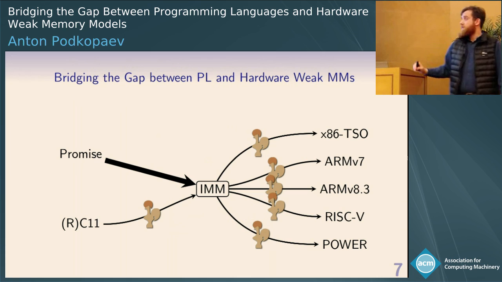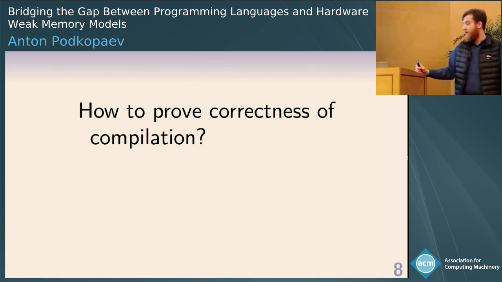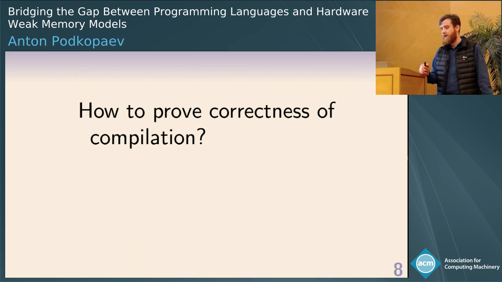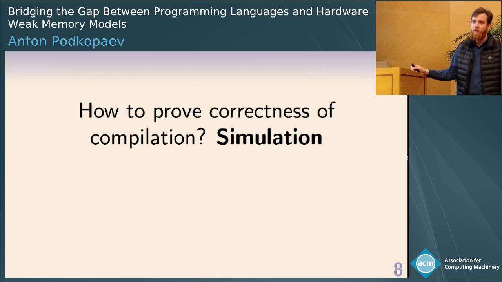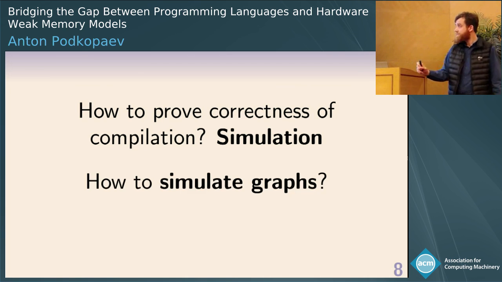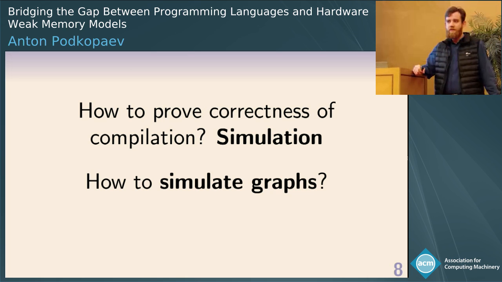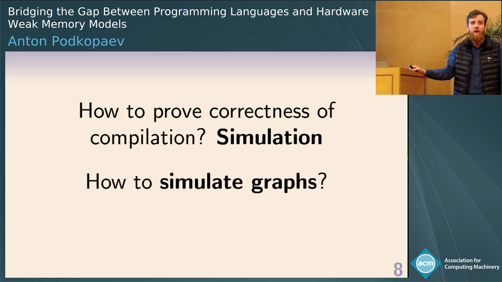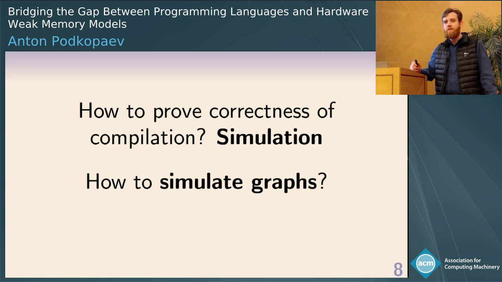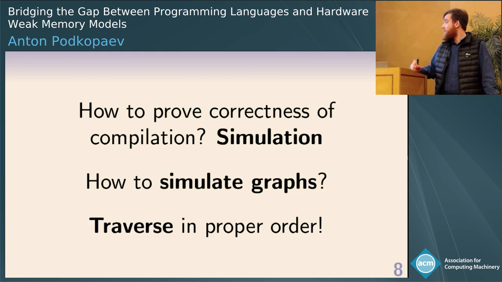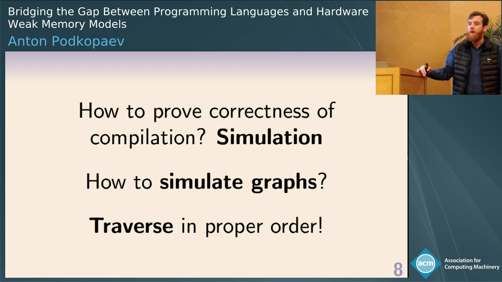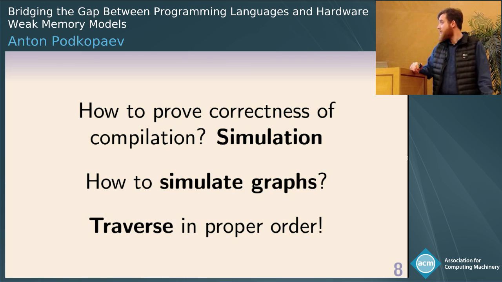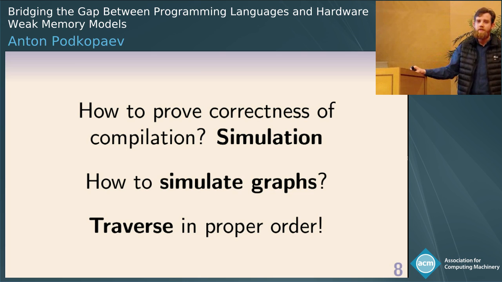So getting back to correctness of compilation from promising semantics to IMM, usually such results are proved via simulation. However, in this case, it's not perfectly clear how to apply simulation right away because it's unclear how to simulate graphs because they are solid structures. So to solve that problem, we introduced an operational semantics of traversal for IMM executions, and we define it in such a way that promising semantics can simulate such traversal.